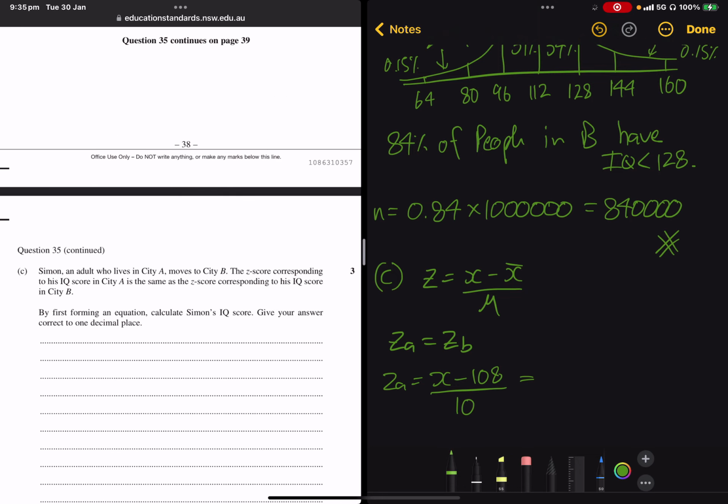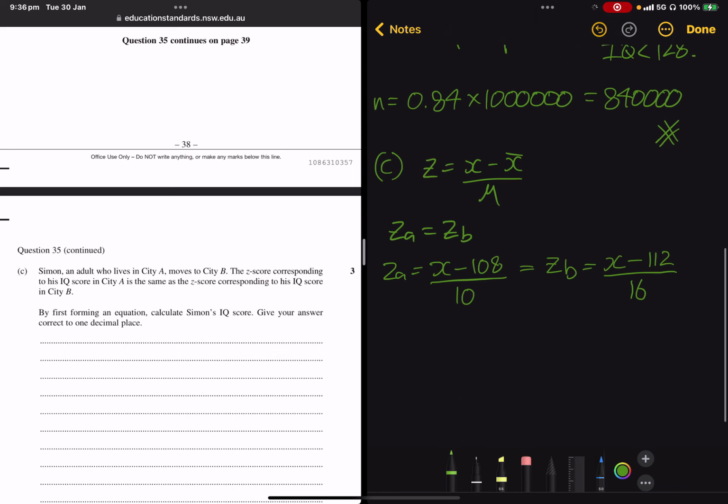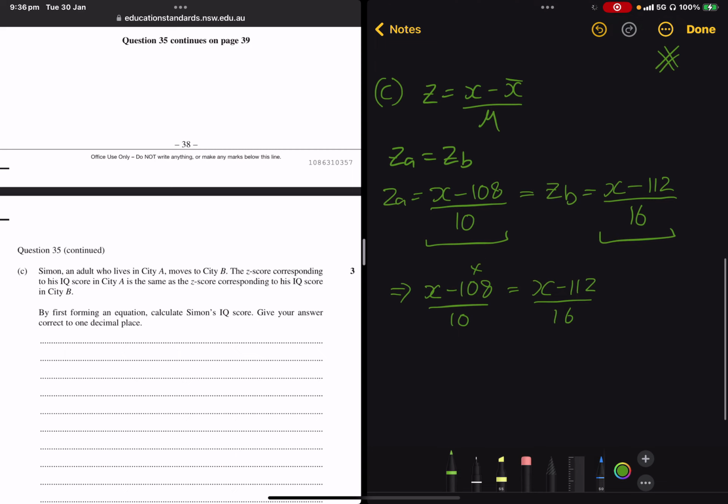And we know this is equal to the z-score in B, which is his IQ minus the mean for B, which was 112, divided by the standard deviation for B, which was 16. So we have this equals this. This gives us x minus 108 over 10 is equal to x minus 112 divided by 16. Multiply both sides by 10.